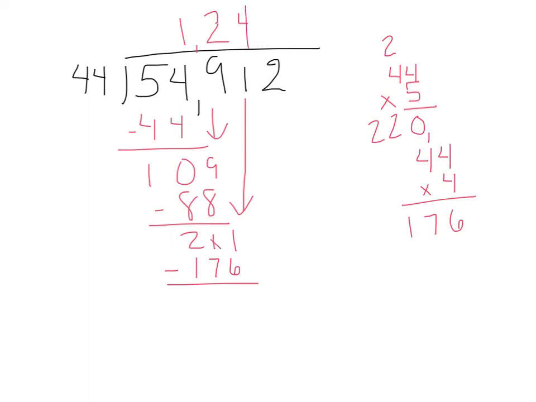1 minus 6 I cannot do. Need to borrow. Subtract. 0 minus 7 I cannot do, so I need to borrow again. 10 minus 7 is 3, and 1 minus 1 is 0. Last step, bring down the 2, and I think to myself, how close can I get to 352 without going over? Let's try 8.